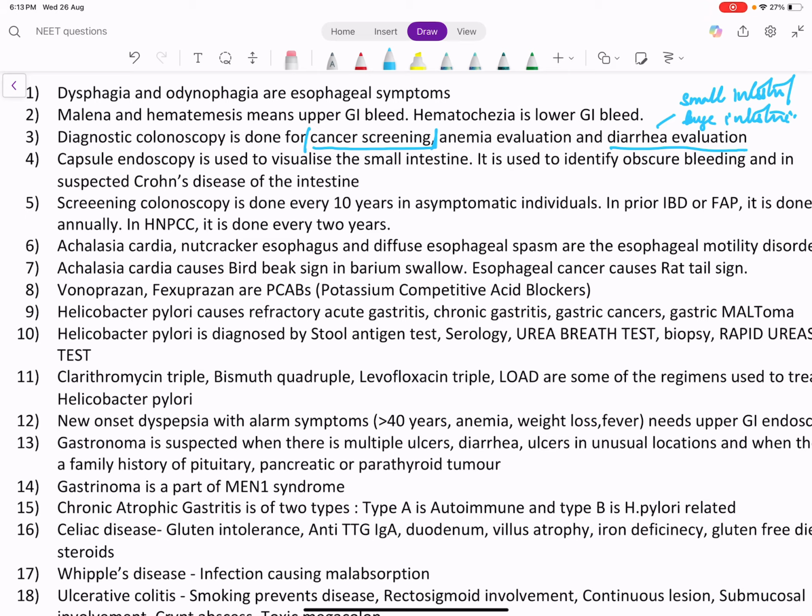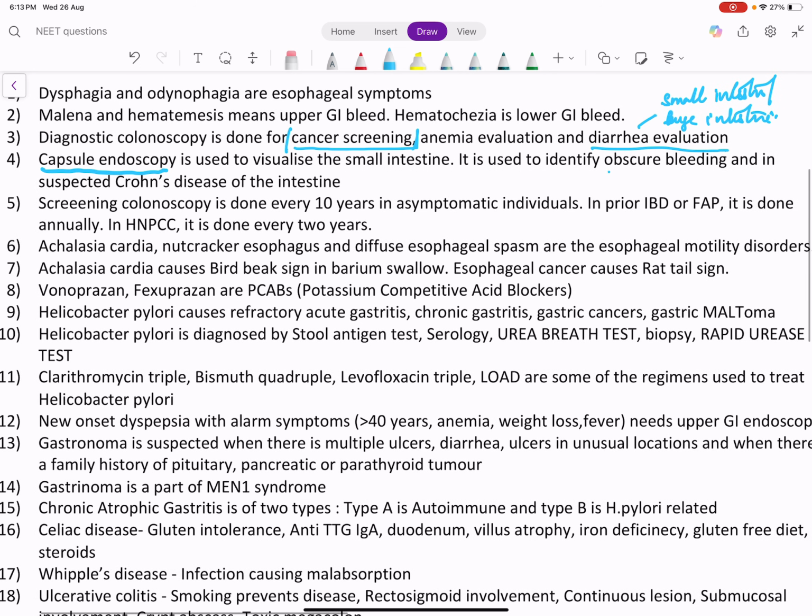Now what is capsule endoscopy? So we have upper GI endoscopy, which visualizes the esophagus, stomach and up to the second part of duodenum. Colonoscopy visualizes the rectum up to the entire part of the cecum. But to visualize the jejunum and ileum, we have to use capsule endoscopy. So there are two uses of this capsule endoscopy. One is obscure bleeding. That is, we cannot visualize the source of GI bleeding through upper GI endoscopy or colonoscopy. We have to do capsule endoscopy. And next is the suspected Crohn's disease of the intestine, because the commonest part of the GIT involved in Crohn's disease is ileum.